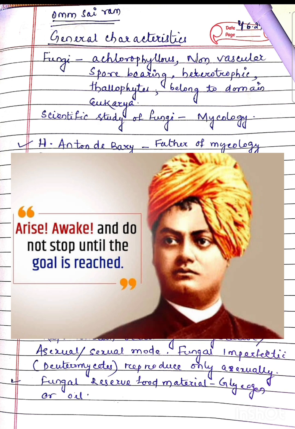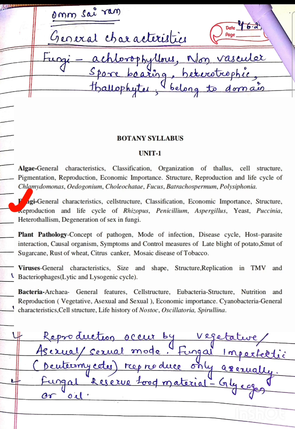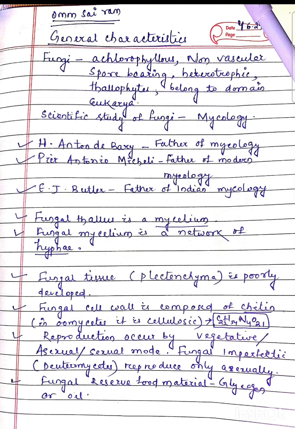In this video we will discuss details about the fungi, which is unit 2 of the SSB Lectureship Botany syllabus. So let's start. At first, the general characteristic features of fungi. Fungi are achlorophyllous, that means they lack chlorophyll pigment. They are non-vascular, spore-bearing, heterotrophic thallophytes, belonging to domain Eukarya.